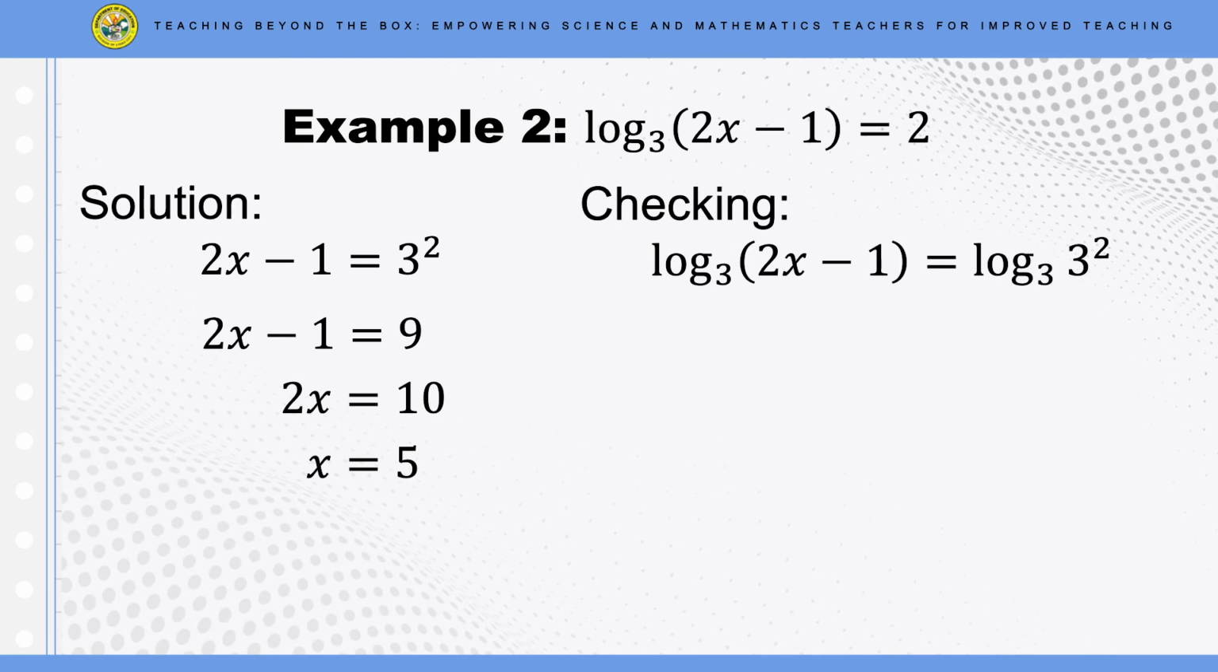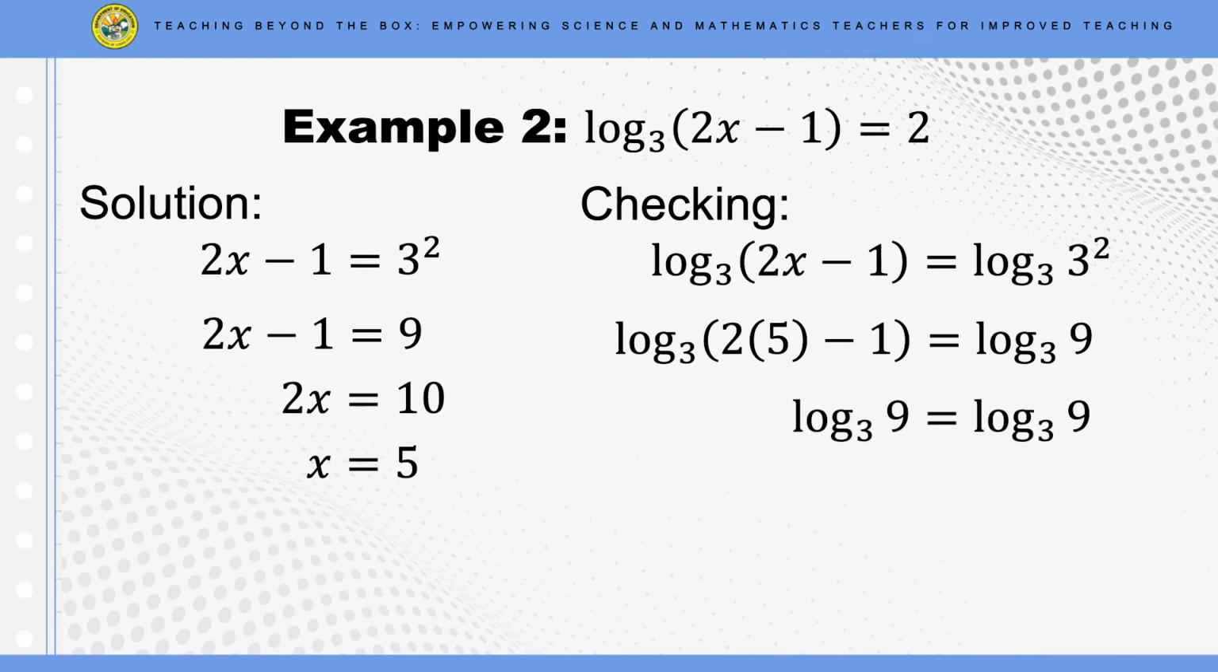To check, the logarithm of 2x minus 1 base 3 is equal to the logarithm of 3 squared base 3, by transforming the right side of the equation to the logarithm with base 3, since the left side of the equation is also in base 3. Simplifying and plugging in the value of x in the equation, we have logarithm of 9 base 3 is equal to the logarithm of 9 base 3. Therefore, we can say that 5 is a solution.